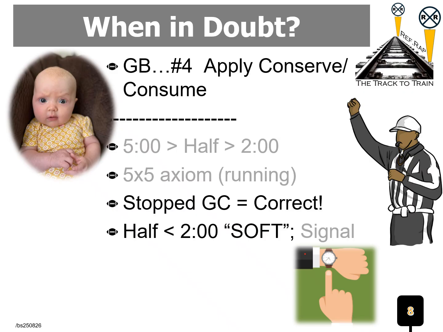If so, the game clock should be corrected, even 1 second. By rule, when the half is less than 2 minutes, we have the snap option, or soft. Remember, the offended team has the option to start the game clock on the snap. It's not vice versa. They do not have the option to start the game clock on the ready for play.